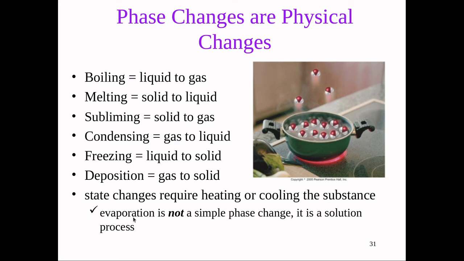And another thing to note here is that evaporation is not actually a simple phase change. It's actually a solution process. It's a little bit more complicated than just boiling. What's actually happening is that the water is going into the air the same way that sugar gets dissolved into water. It's just kind of weird to think about that, but that's for a different class.